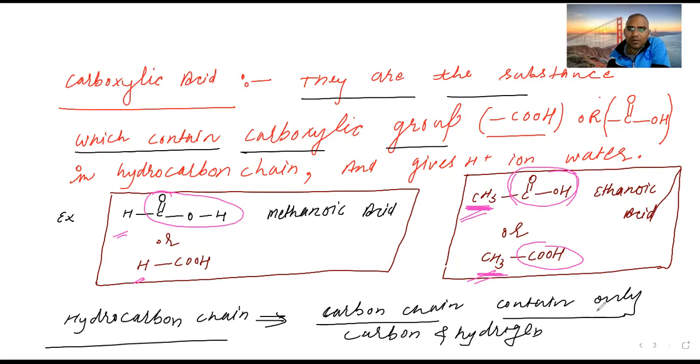Yes, sir. Okay. Did you write this one? Yeah, I'm just writing down the hydrocarbon chain. Okay. Hydrocarbon chain means carbon chain contains only carbon and hydrogen. Example, if you want to write, it can be CH3, or we can write C2H5. This can also be. Many more examples are possible that we will be studying in the later part of the video.